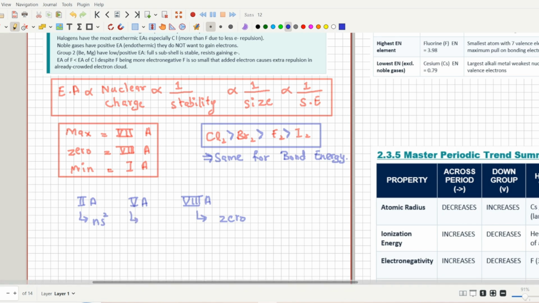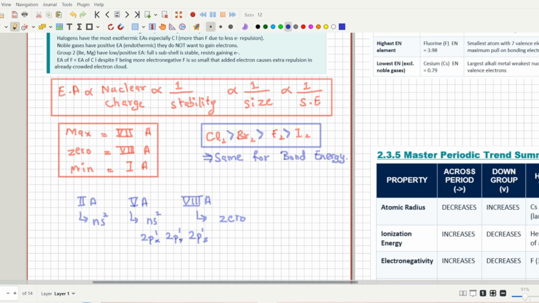As you know, they have the electronic configuration of ns2, 2px1, 2py1, and 2pz1. They have a half-filled p subshell. Like p can have 6 electrons, but they have 3.